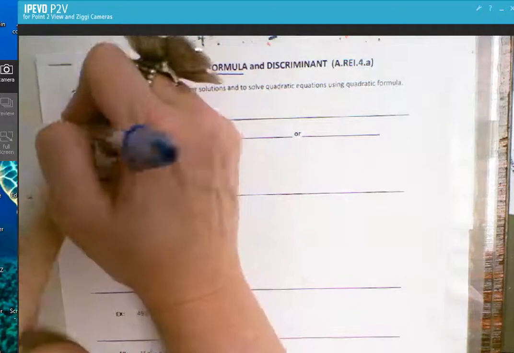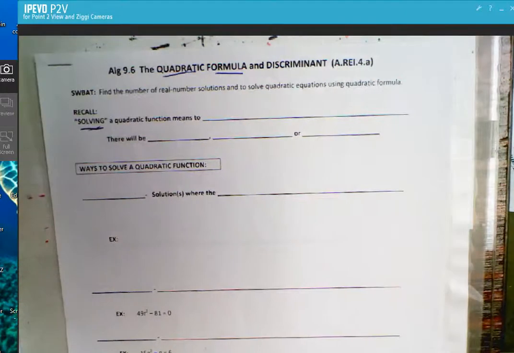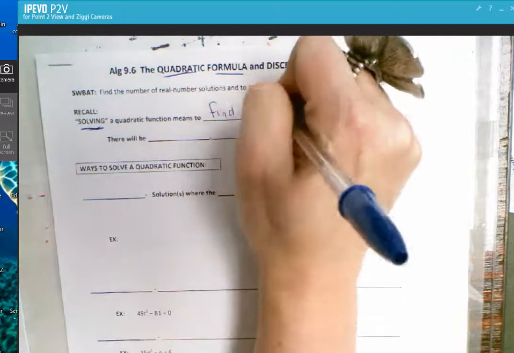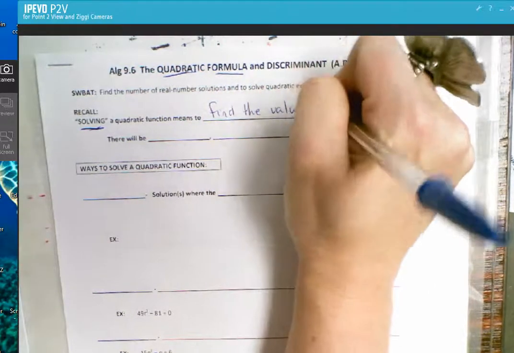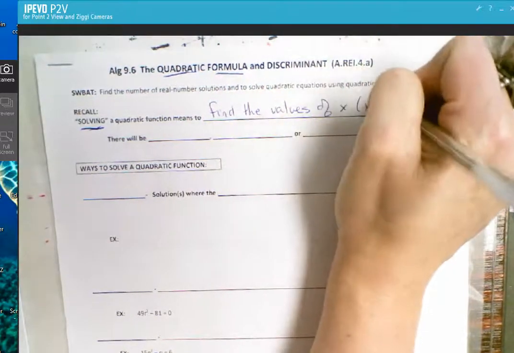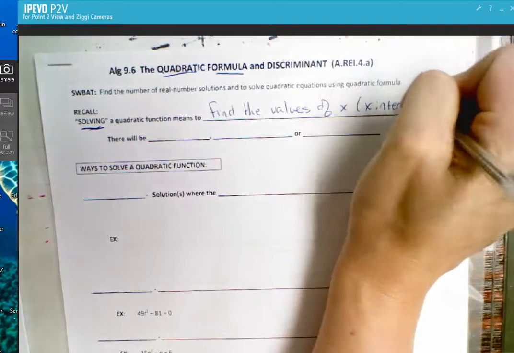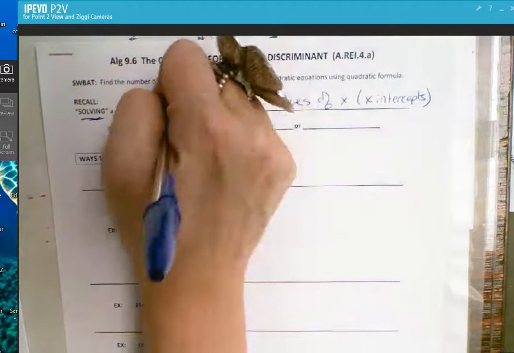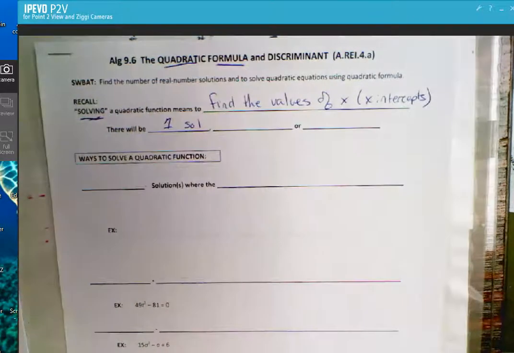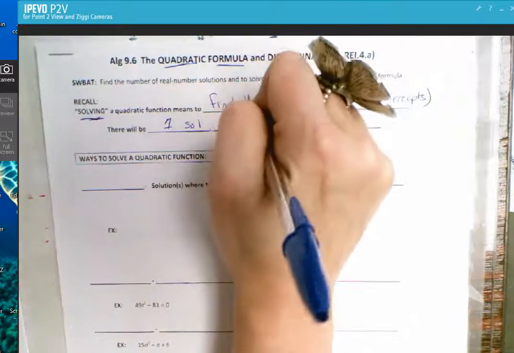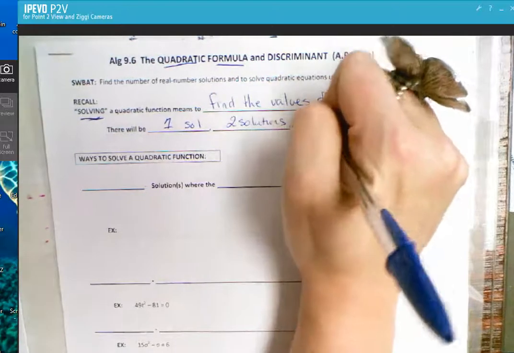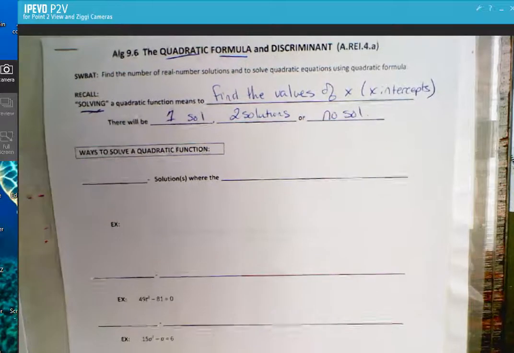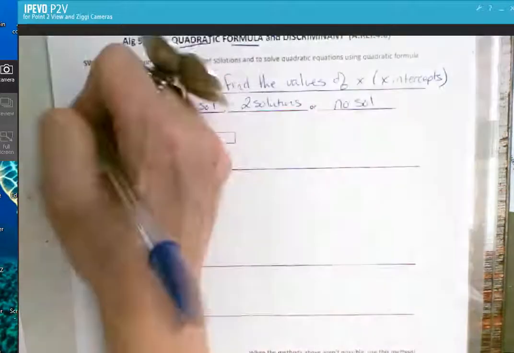So solving a quadratic function means to find the values of x, or your x-intercepts. And your x-intercepts are where it crosses your x-axis. There will be either one solution, two solutions, or no solutions. So you can have any of those three. Ways to solve. So here are our four ways to solve.